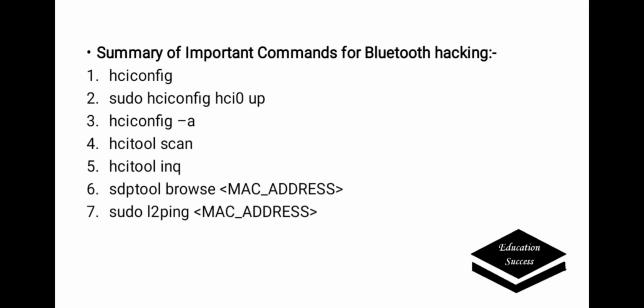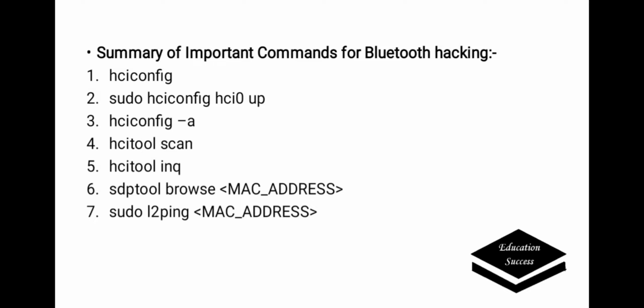Now this is the summary of the important commands that we have seen. First, hciconfig to check the interface. Second, sudo hciconfig hci0 up to bring the interface up. Next, hciconfig -a. Next, for scanning, hcitool scan. For the inquiry, hcitool inq. Next command, sdptool browse with the MAC address. And for the ping, sudo l2ping with the MAC address. This is the summary of Bluetooth hacking commands using hciconfig and hcitool.